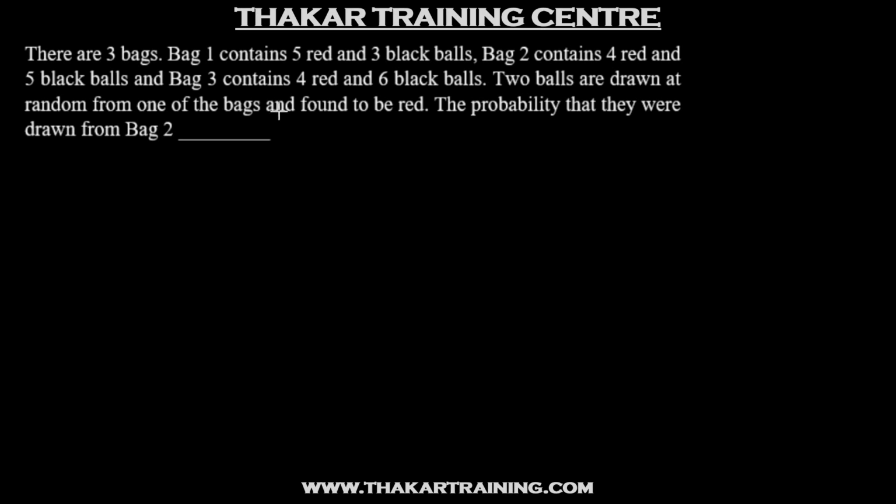There are 3 bags. Bag 1 contains 5 red and 3 black balls. Bag 2 contains 4 red and 5 black balls. And bag 3 contains 4 red and 6 black balls. 2 balls are drawn at random from one of the bags and found to be red. The probability that they are drawn from bag 2. So let's suppose B1 is the event that the balls are being drawn from bag 1.